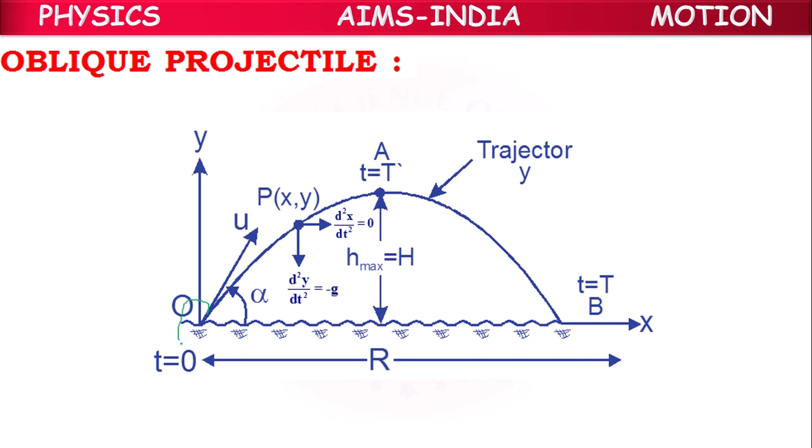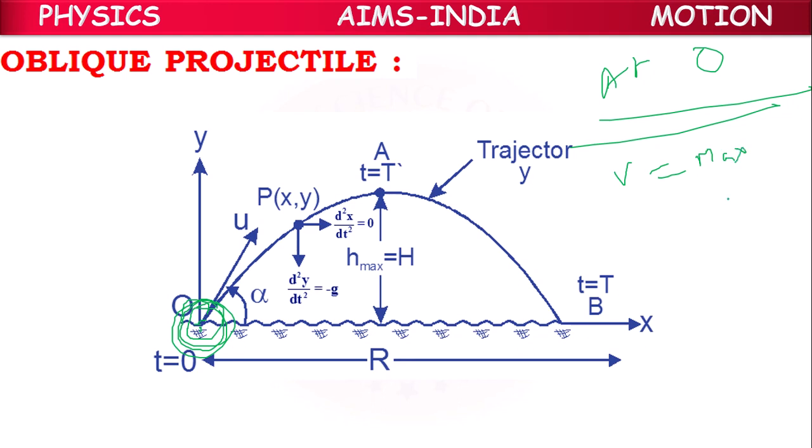But while throwing the body, at the point of projection, this O is the point of projection, from where we are projecting the body, velocity will be maximum, because we are starting the throw there. If velocity is maximum, kinetic energy will also be maximum at O, the starting point. So potential energy will be minimum at this point.